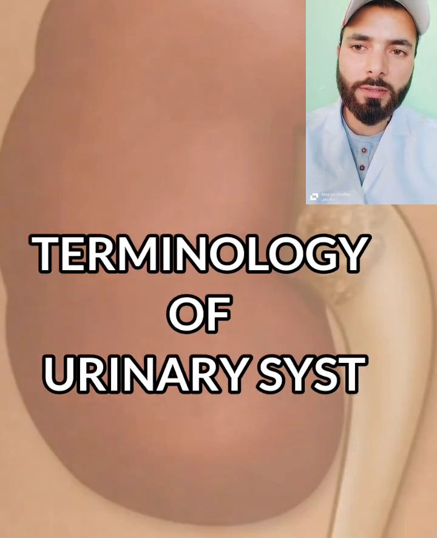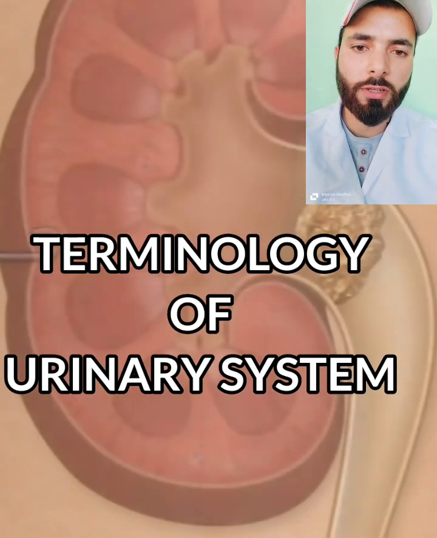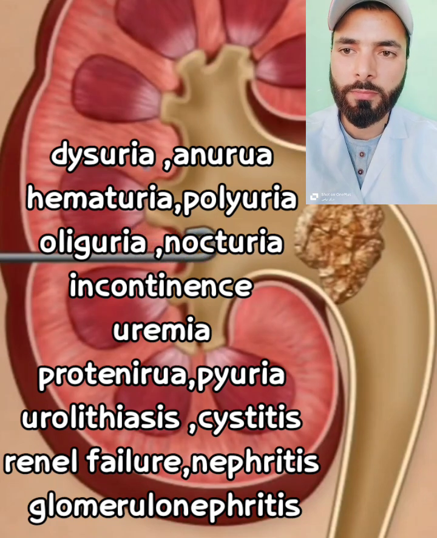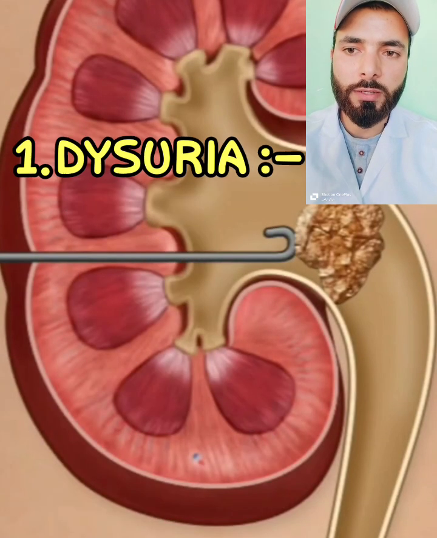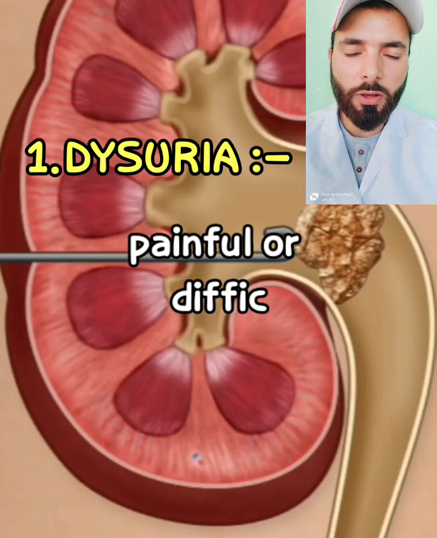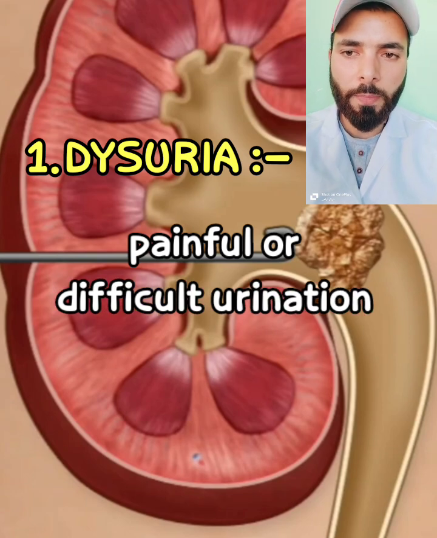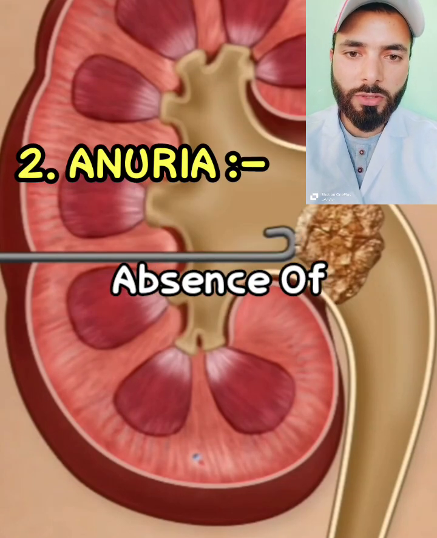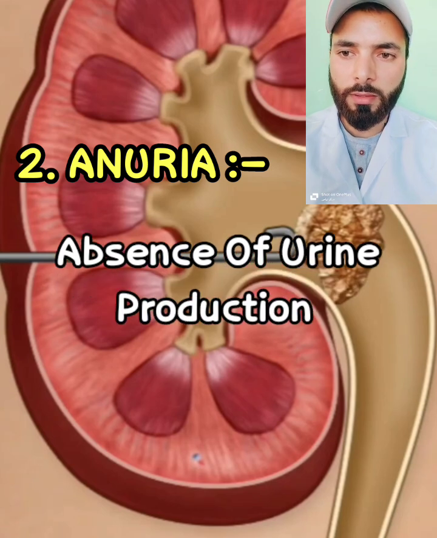Today's topic is terminology of urinary system. These are the terms which we are going to discuss today. First, dysuria. It means painful or difficult urination. And the second one, anuria. Anuria means absence of urine production.